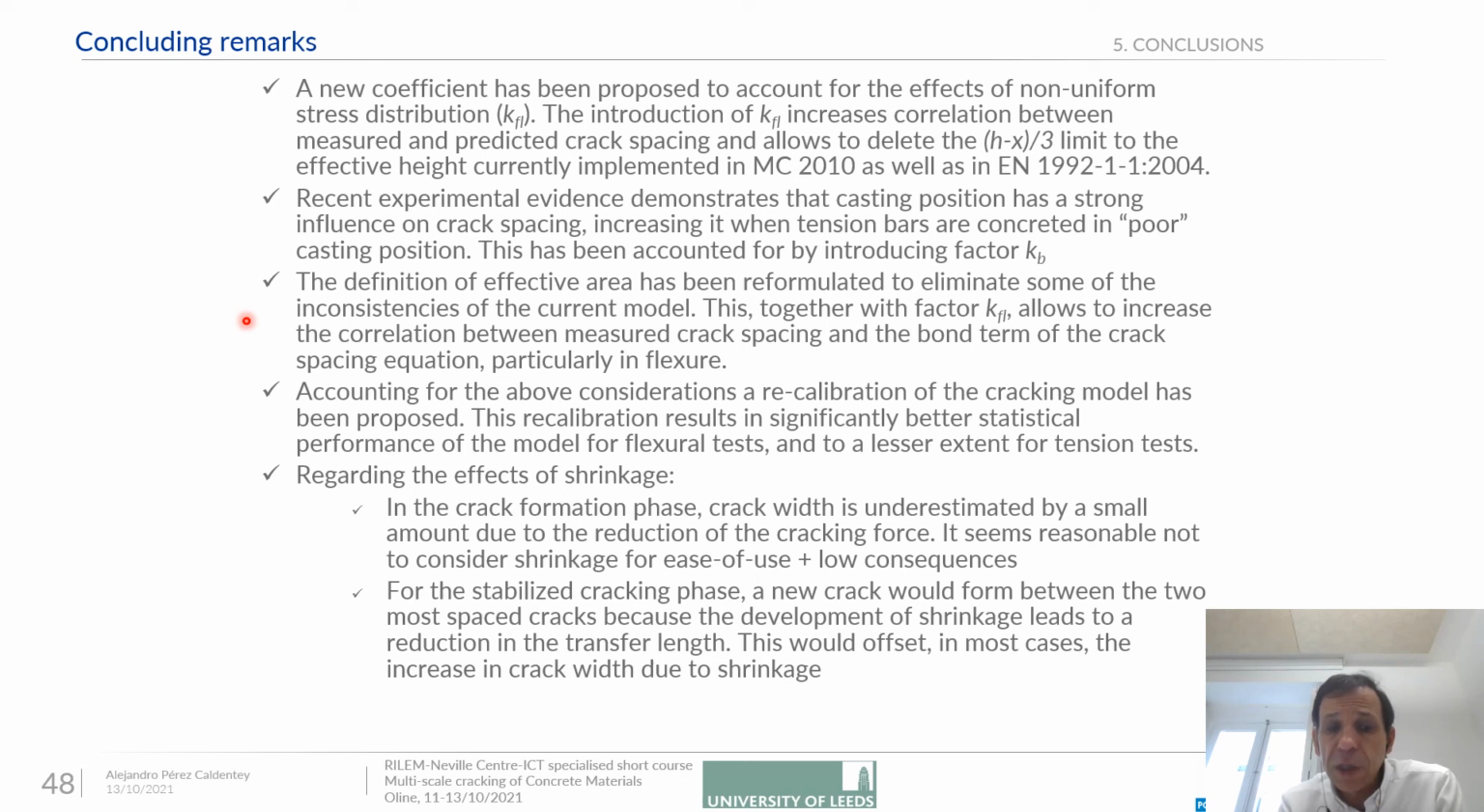Regarding the effects of shrinkage, we can say that in the crack formation phase, the crack width is underestimated by a small amount due to the reduction of the cracking force. And it seems reasonable not to consider it because it improves ease of use, plus it has low consequences. And for the stabilized cracking phase, a new crack would form between the two most spaced cracks because the development of shrinkage would lead to a reduction in the transfer length. This would offset, in most cases, the increase of the crack width due to shrinkage.